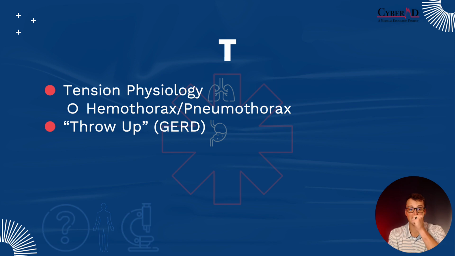On physical exam, you're going to be looking for decreased breath sounds or absent breath sounds on one side. You can look for hyperresonance to percussion if you have a suspicion for a pneumothorax, or you can have dullness to percussion if they have a hemothorax. And so those are things to consider on physical exam.